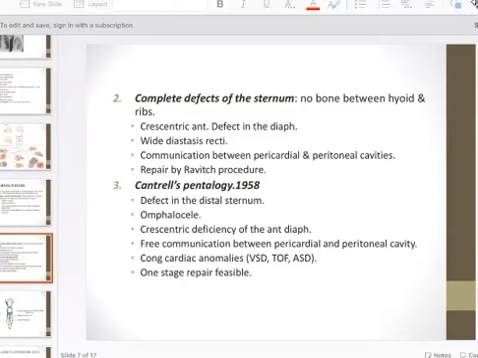You should do surgery immediately, repairing by the Ravitch procedure. That means you should close the diaphragm, and you should close the muscles of the abdomen, and after that you should close the defect of the sternum by stainless steel wire. If it is a baby or young age, we can do it by suturing with nylon. Always use non-absorbable material.